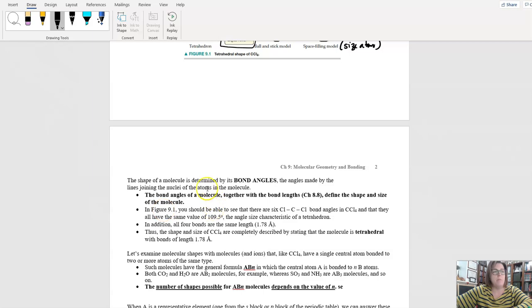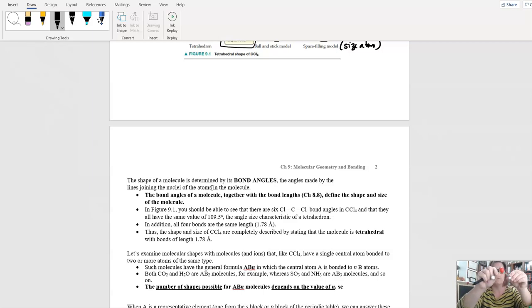So the shape of the molecule is determined by its bond angle. Okay, the angle made by the lines joining the nuclei of atoms in the molecule. So we're always looking at the central atom. The central atom is always the star of the show. So the bond angle goes from one atom to the next atom.